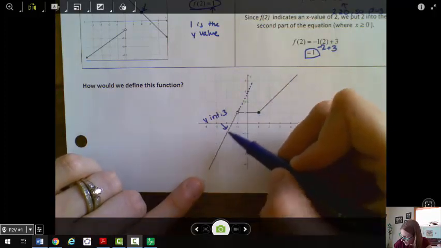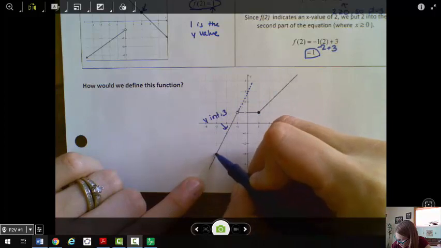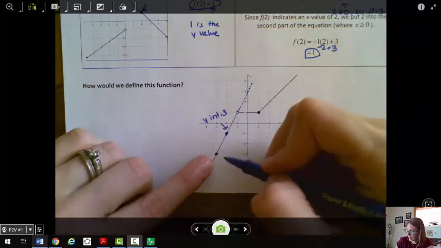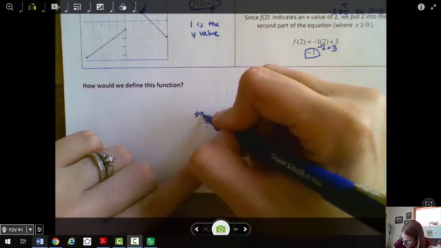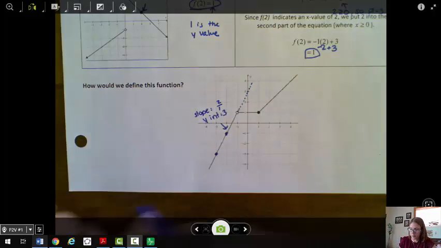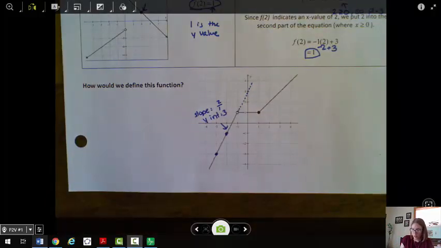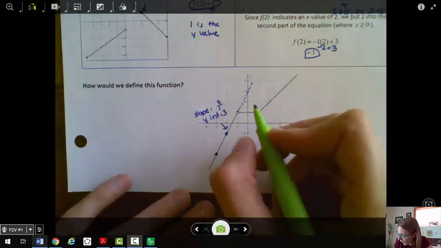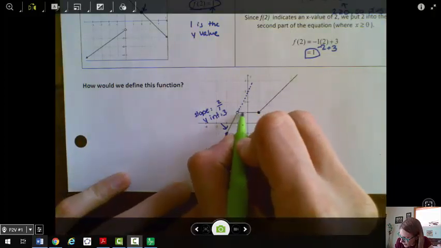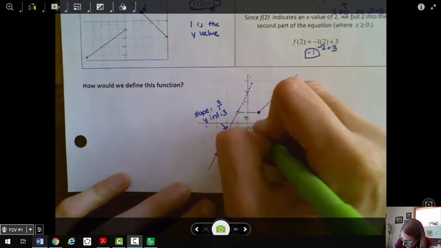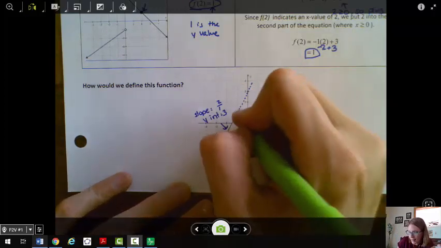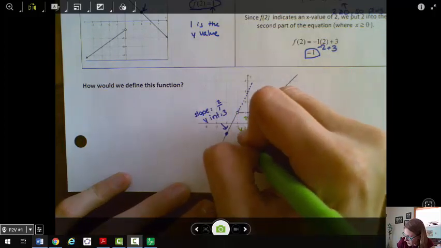And if I find a couple points on the line here, from here to here, I can see that my slope is 2 over 1. Okay, my next piece, I have a horizontal line. So this line has a y-intercept of 1. And it's a horizontal line, so the slope is 0.